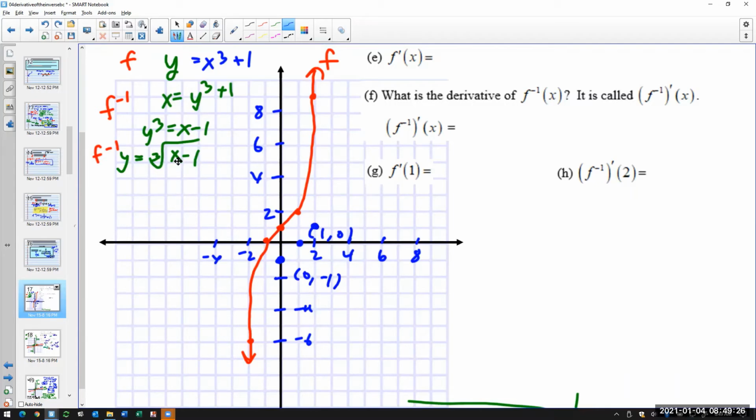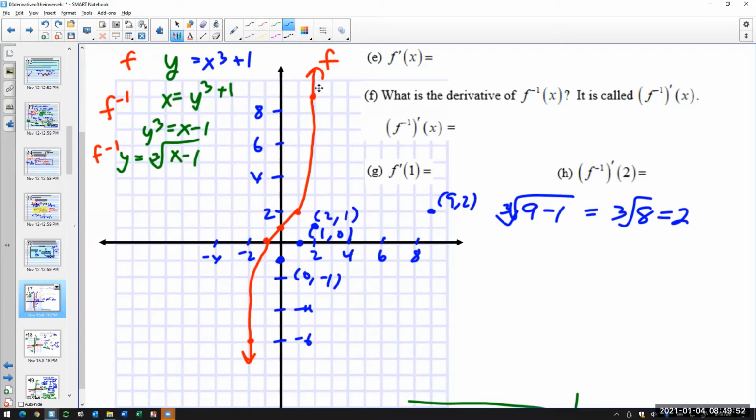If I plug in 3, that's not really going to work out very well. Let me plug in 9. If I plug in 9, what will I get? 2, right? The cube root of 9 minus 1 is that, which is 2. And so let me put some points here. This is 9, 2. This is 1, 0. This right here is 2, 1, I believe.